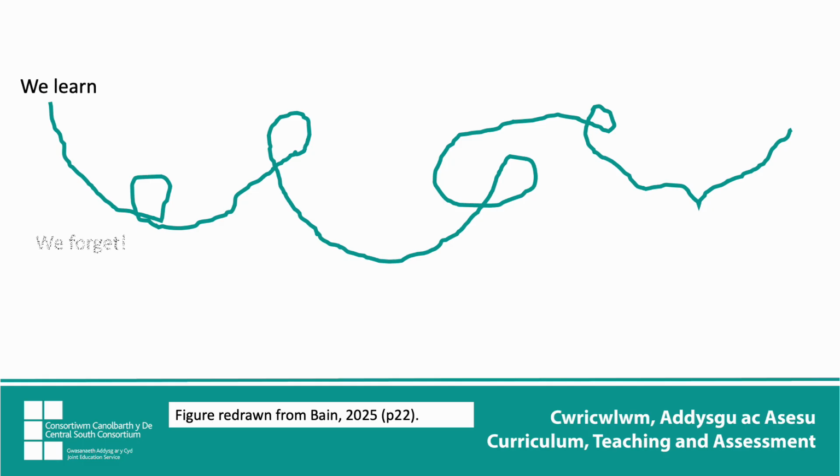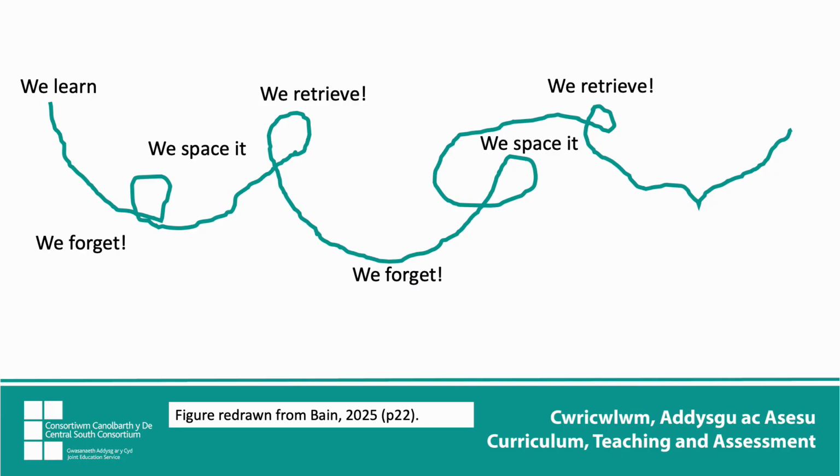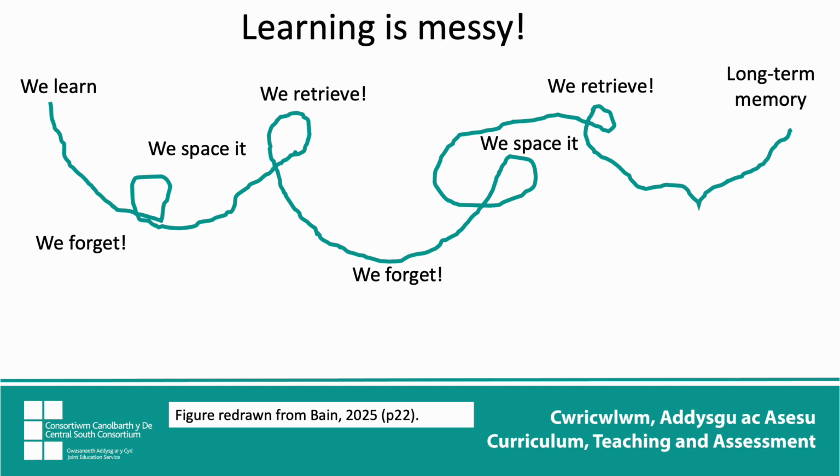We learn. We forget. We space it. We retrieve. We forget. We space it. We retrieve. Hopefully, the information is stored in the long-term memory permanently. But ultimately, learning is messy.